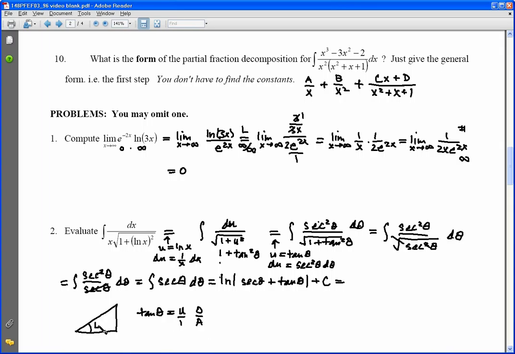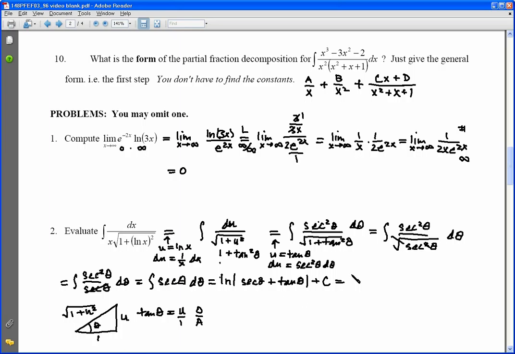So let theta be this angle down here. The opposite side is going to be u. The adjacent side is 1. So this up here is going to be the square root of a squared plus b squared. So 1 squared is 1 plus u squared. And then notice that this root 1 plus u squared occurs right here in the denominator. So we know that we've done this substitution correctly.